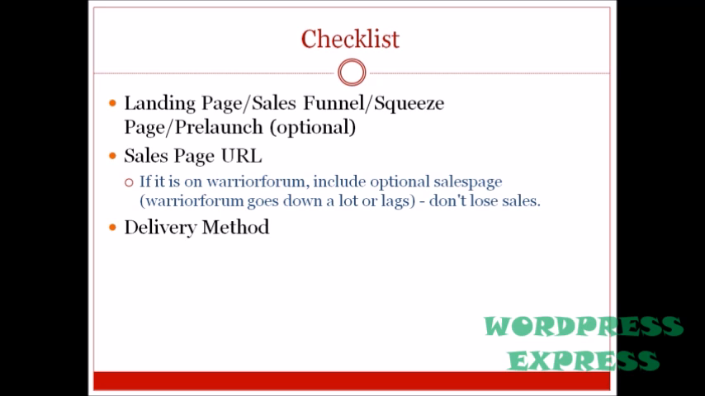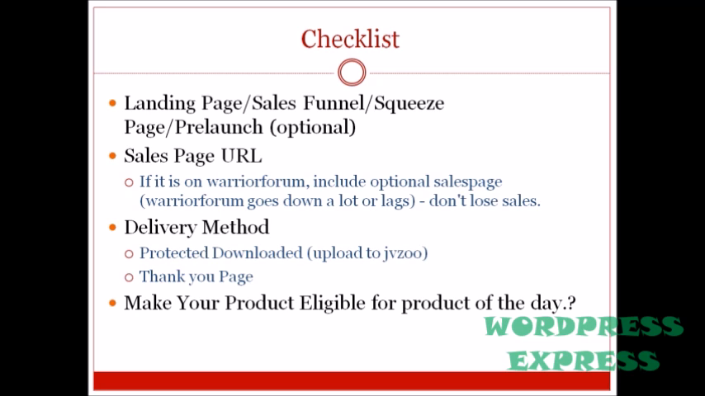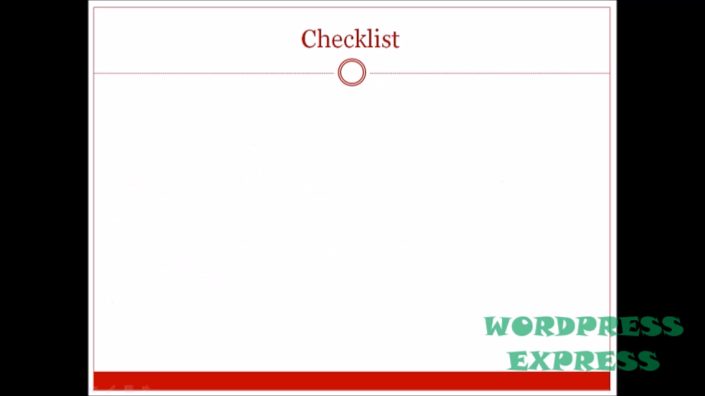You're also going to need to specify the delivery method. You have two choices in this case. You can either upload your files to JVZoo if your product is small in size, or you can have your own thank you page. In this specific video course, I'm going to assume that you're going to go the route of having a thank you page, because if you go the route of uploading your files to JVZoo, then that's an option as well. And also you need to specify whether you want to make your product eligible for product of the day. I don't see why not. That could mean more sales to you, so definitely want to check that box.